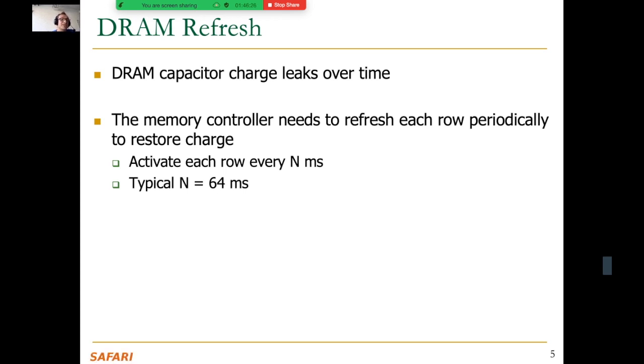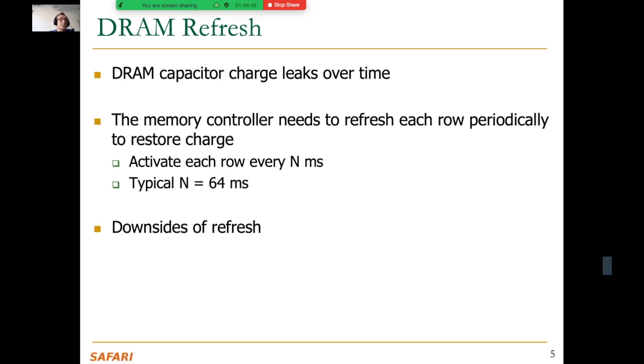At high temperatures, data leaks much faster through the capacitor. As a result, you need to refresh more frequently. So at high temperatures, for example, it's every 16 milliseconds today. Okay, but I'm going to assume at nominal temperatures, at low temperature, you need to refresh every 64 milliseconds. That's the specification. But of course, refresh has a lot of downsides, right?